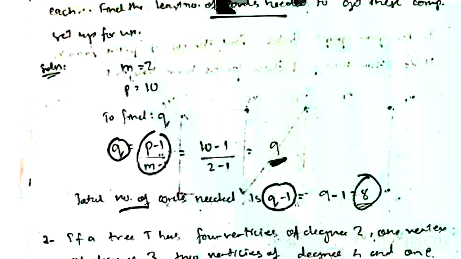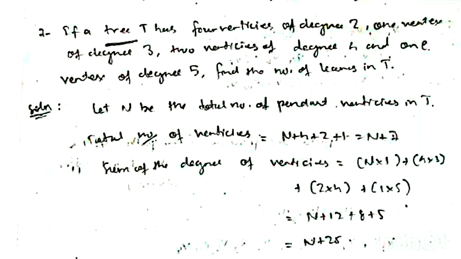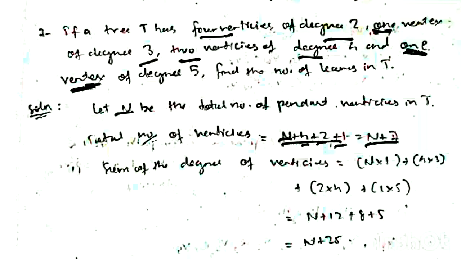which is 8. In this question, we have been given that a tree has 4 vertices of degree 2, 1 vertex of degree 3, 2 vertices of degree 4, and 1 vertex of degree 5. We have to find out the number of leaves in the tree, okay. Suppose there are n number of leaf nodes, so the total number of vertices will be n plus 4 plus 2 plus 1, okay. So the total number of vertices are 4 plus 1 plus 2 plus 1, okay. So the total number of vertices will be n plus 7.